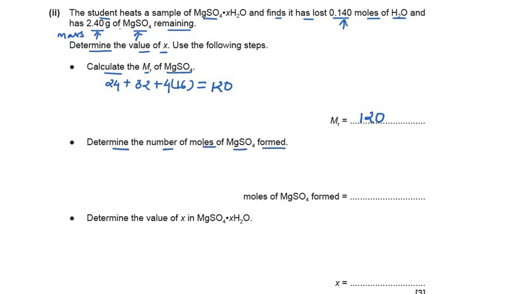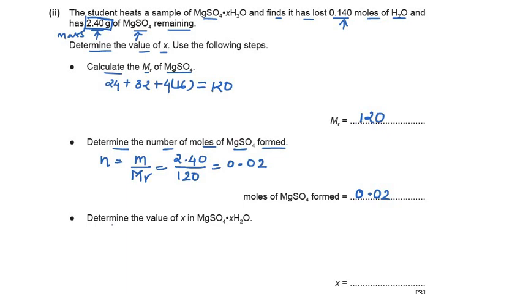Now what information is given about magnesium sulfate? It is its mass. So if we want to calculate the moles from mass, we have the formula n equals m upon Mr. So mass is 2.40, and the molecular mass we have already calculated is 120. After division we get the answer 0.02. So 0.02 is the moles of magnesium sulfate which we have calculated.